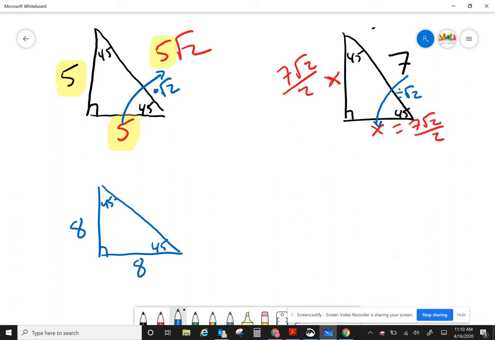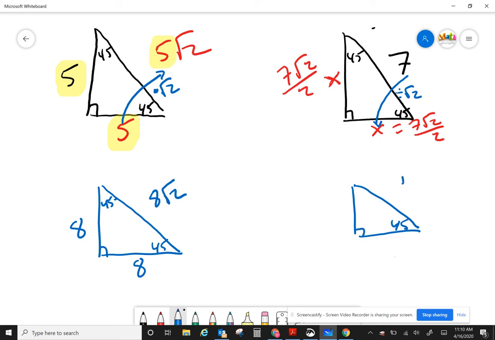How am I going to find a hypotenuse easily? I'm just going to go 8 times radical 2. I cannot combine a radical with a whole number, so that's it. Now, starting here, I'm going to do another example.